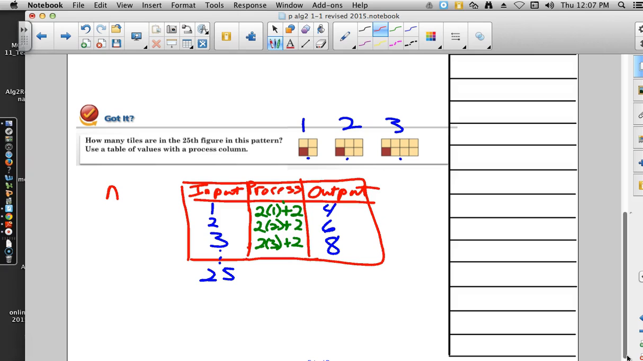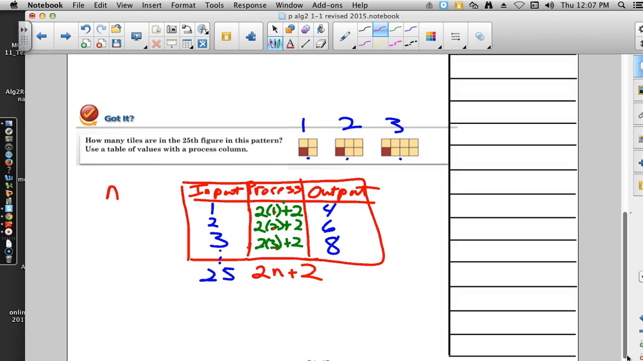So now you look back at your process column and you notice, okay, I need a variable here. What do I put a variable in for? Well, when things are variables, it's because they change, they vary. This is where we go from a 1 to a 2 to a 3. So the formula for this would really be 2n plus 2.